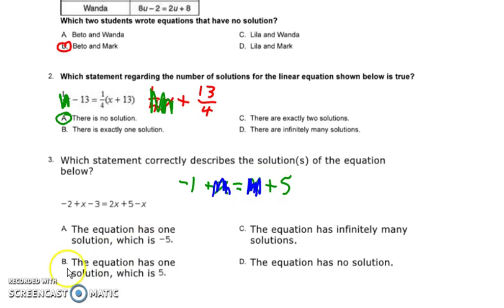5, which makes no sense. So there's no number that makes it true. The equation has no solution.